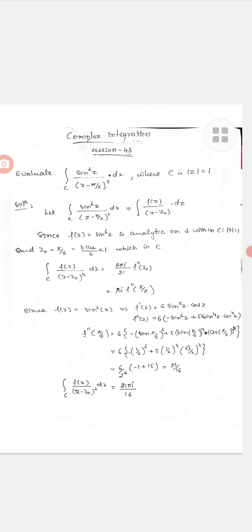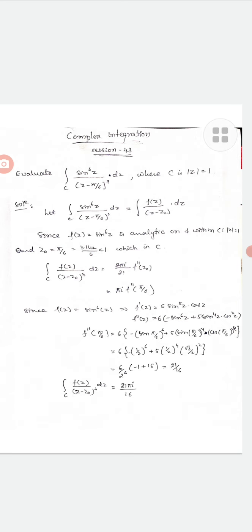For solving this, first we should compare the given example to see whether it is in the form of a derivative term or not. Let us see: integral over C of sin^6 z divided by (z minus pi by 6) to the power of 3 dz is compared with integral over C of f(z) divided by (z minus z naught) to the power of n dz.